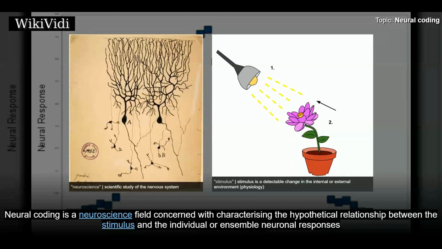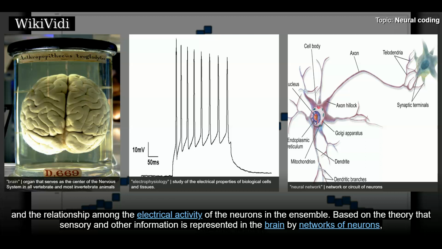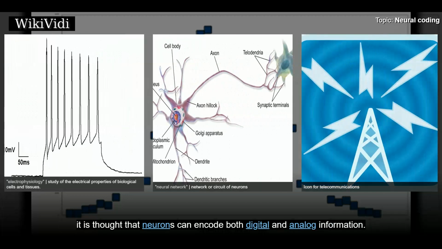Neural coding. Neural coding is a neuroscience field concerned with characterizing the hypothetical relationship between a stimulus and the individual or ensemble neuronal responses, and the relationship among the electrical activity of the neurons in the ensemble. Based on the theory that sensory and other information is represented in the brain by networks of neurons, it is thought that neurons can encode both digital and analog information.